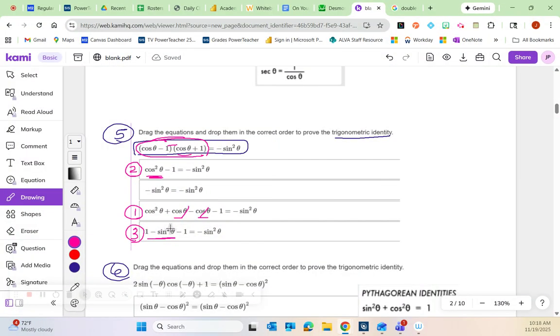And then the 1 and the minus 1 are opposites and they would cancel. And that would get me the fourth step, which would be what the right-hand side is equal to. So these are like little proofs. Probably the hardest part about Module 7.06 for most of you is going to be proving these trig identities. Let's look at one more.